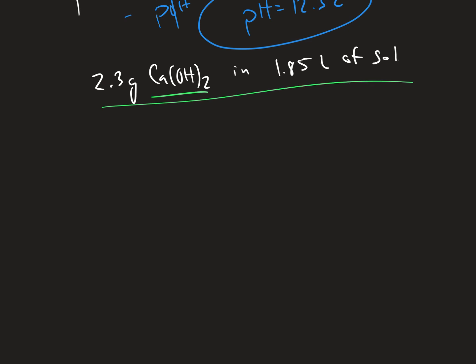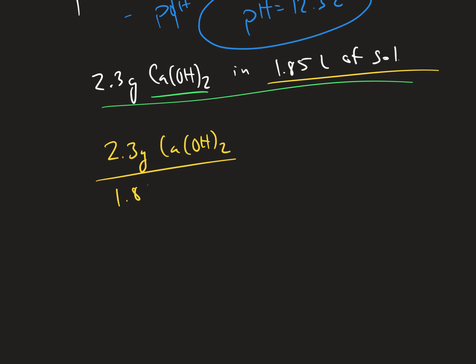Do we remember how to find the concentration? Moles over liters, right? The amount of solute over the amount of solution from last unit. So what's our solute? 2.3 grams of calcium hydroxide. That's the amount of solute. The amount of solution is 1.85 liters.